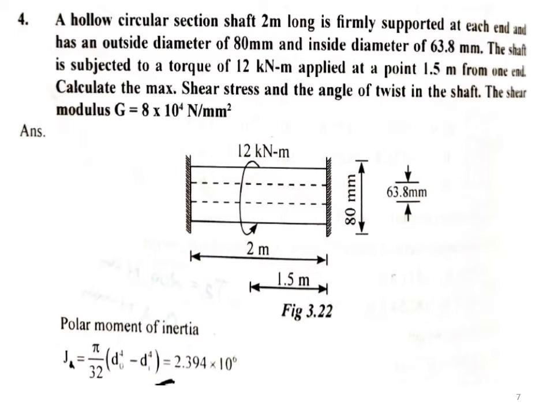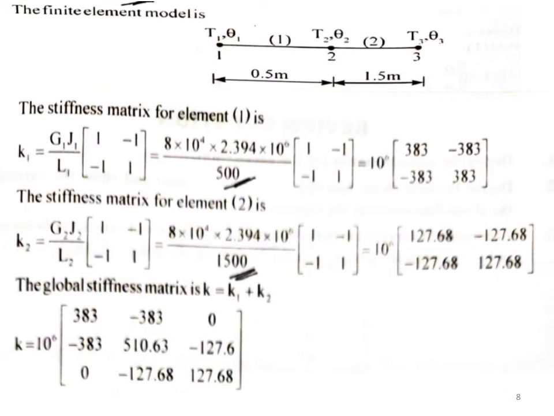That is outside diameter minus inside diameter. This is the major change here. So by solving this, we will be getting the value of J as 2.394 into 10 to the power of 6. This is the only one difference. The rest of the steps are the same as your previous problems.